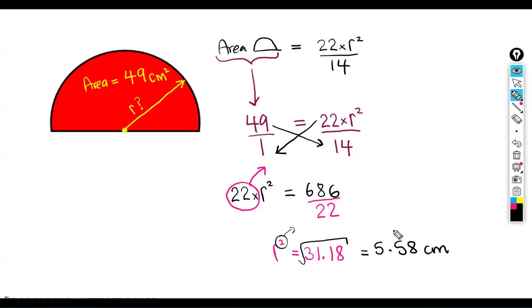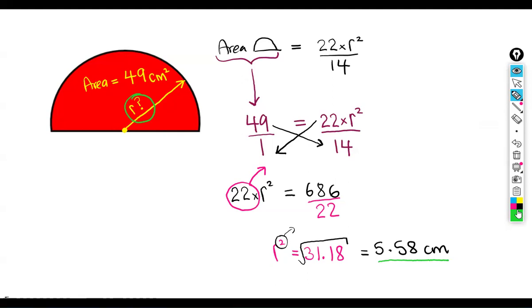I'm not too sure why so many people got 7 point something, but the correct answer seems to be 5.58. Look for your mistakes. Let me know if you spot it, right? Jaden, you saw your mistake? Good. So in this particular question, they ask you to find what? The radius, right? And we got the radius to be 5.58.